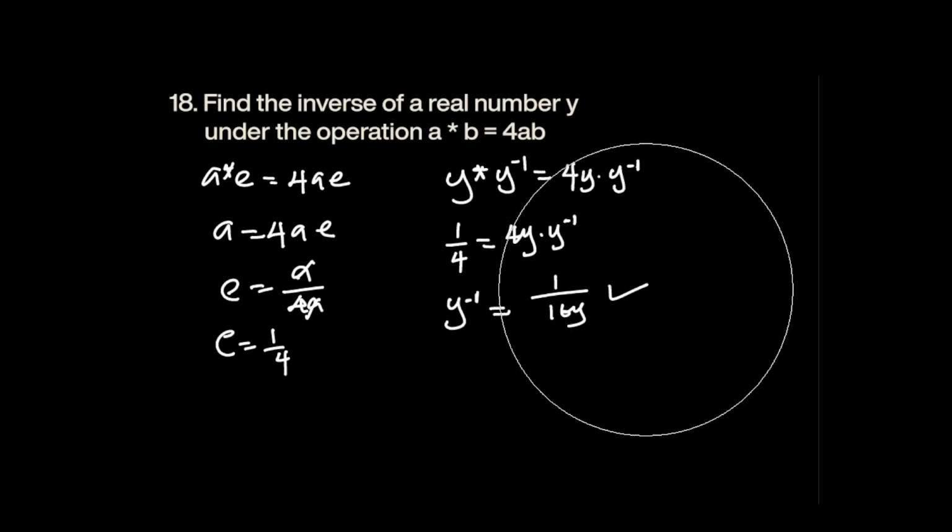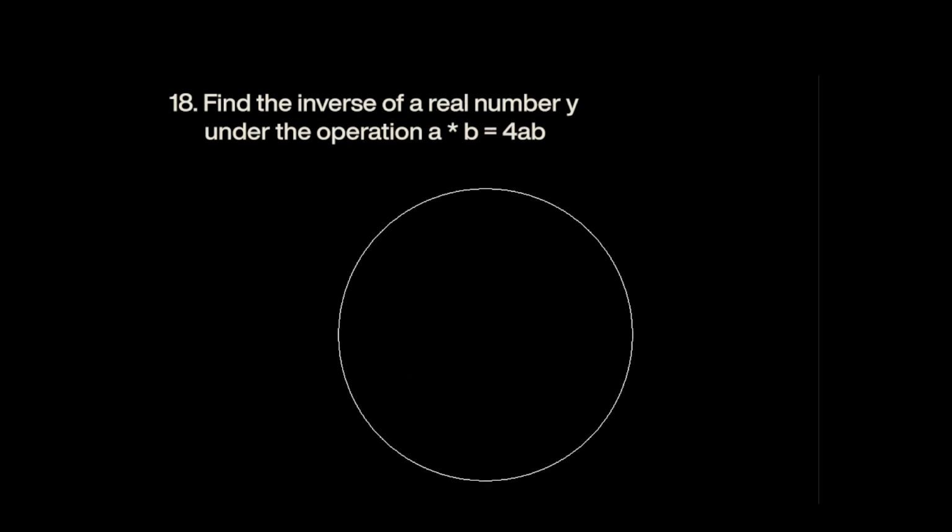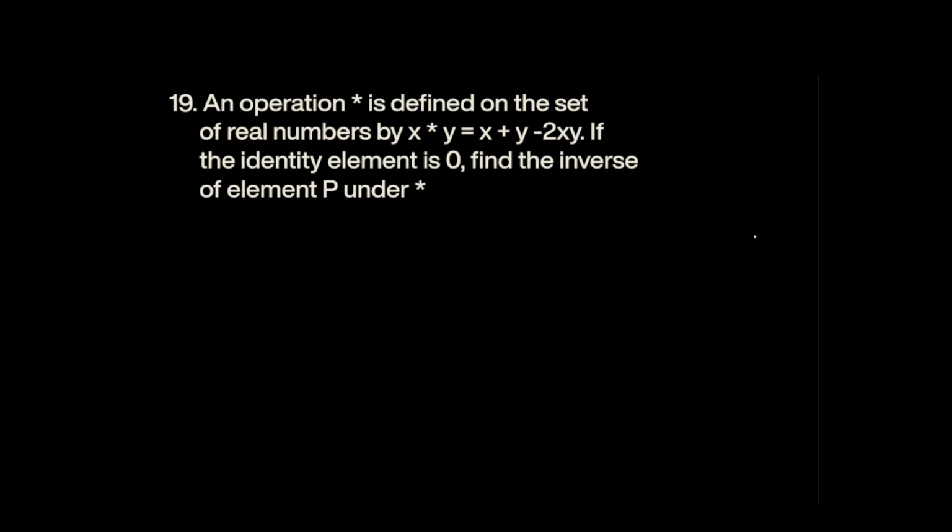Okay, so what's the next one? The next question states that an operation star is defined on the set of real numbers by x operation y equals x plus y minus 2xy. If the identity element is 0, find the inverse of element p under the operation.